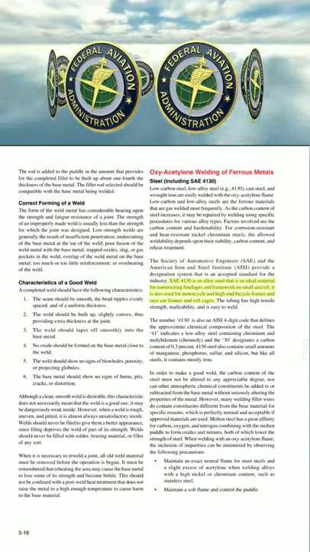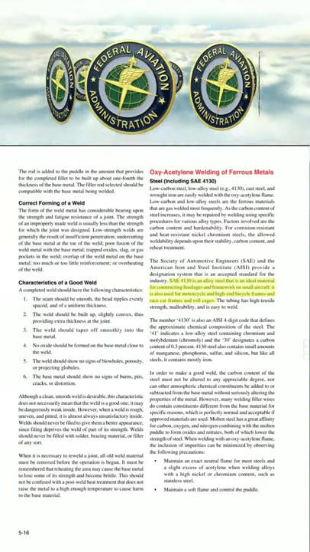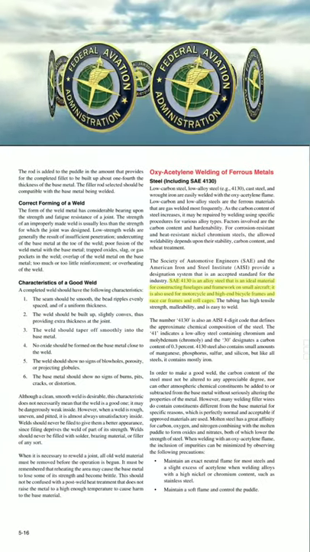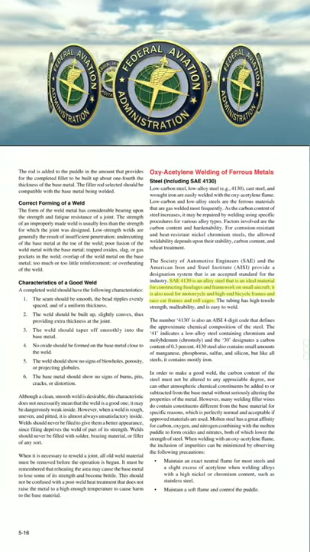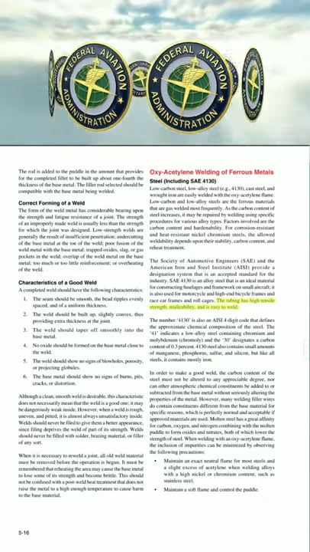SAE 4130 is an alloy steel that is an ideal material for constructing fuselages and framework on small aircraft. It is also used for motorcycle and high-end bicycle frames, and race car frames and roll cages. The tubing has high tensile strength, malleability, and is easy to weld.